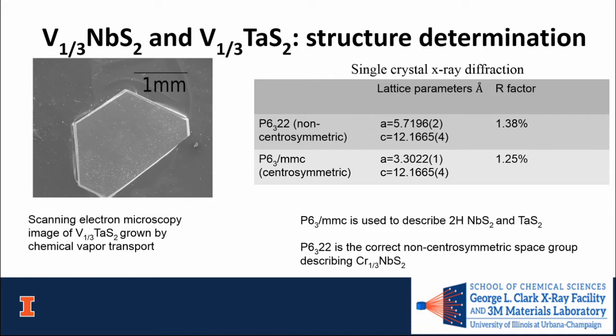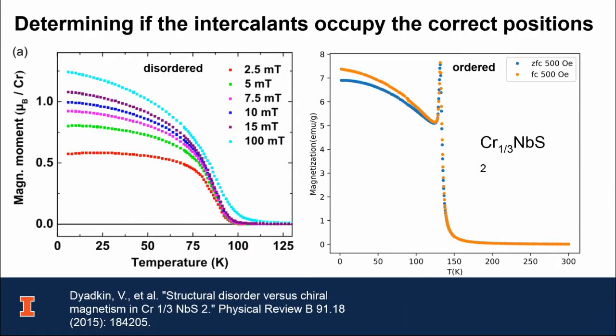Then what is a better way to identify the symmetry of the samples? It turns out that in the case of chromium niobium sulfide, different symmetry of the crystal results in completely different magnetization behavior. It was shown that the ordered state, which is the non-centrosymmetric space group, has a transition temperature of around 140 K. While if the intercalates occupy the wrong positions, then that basically means it's a centrosymmetric state, and the transition temperature is completely different, around 90 K.